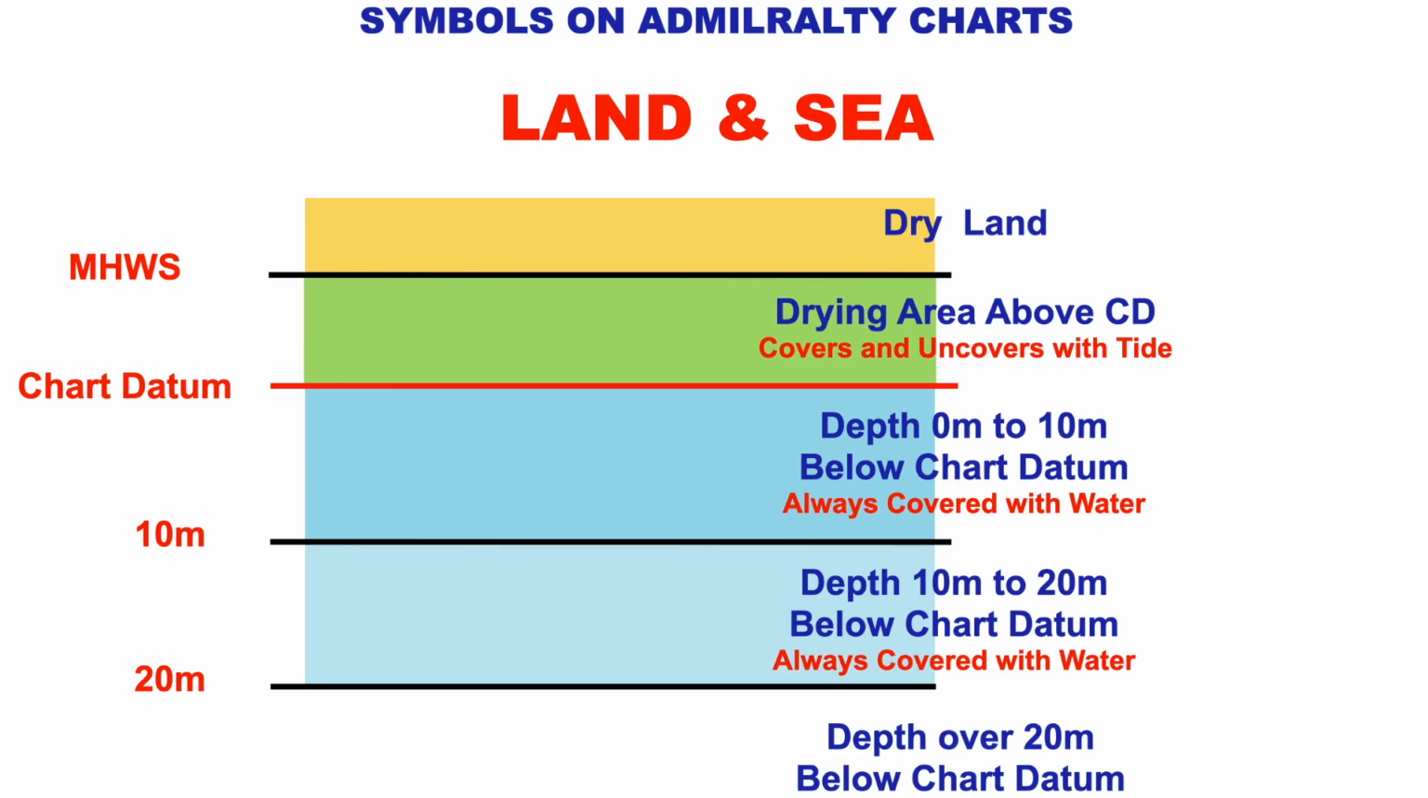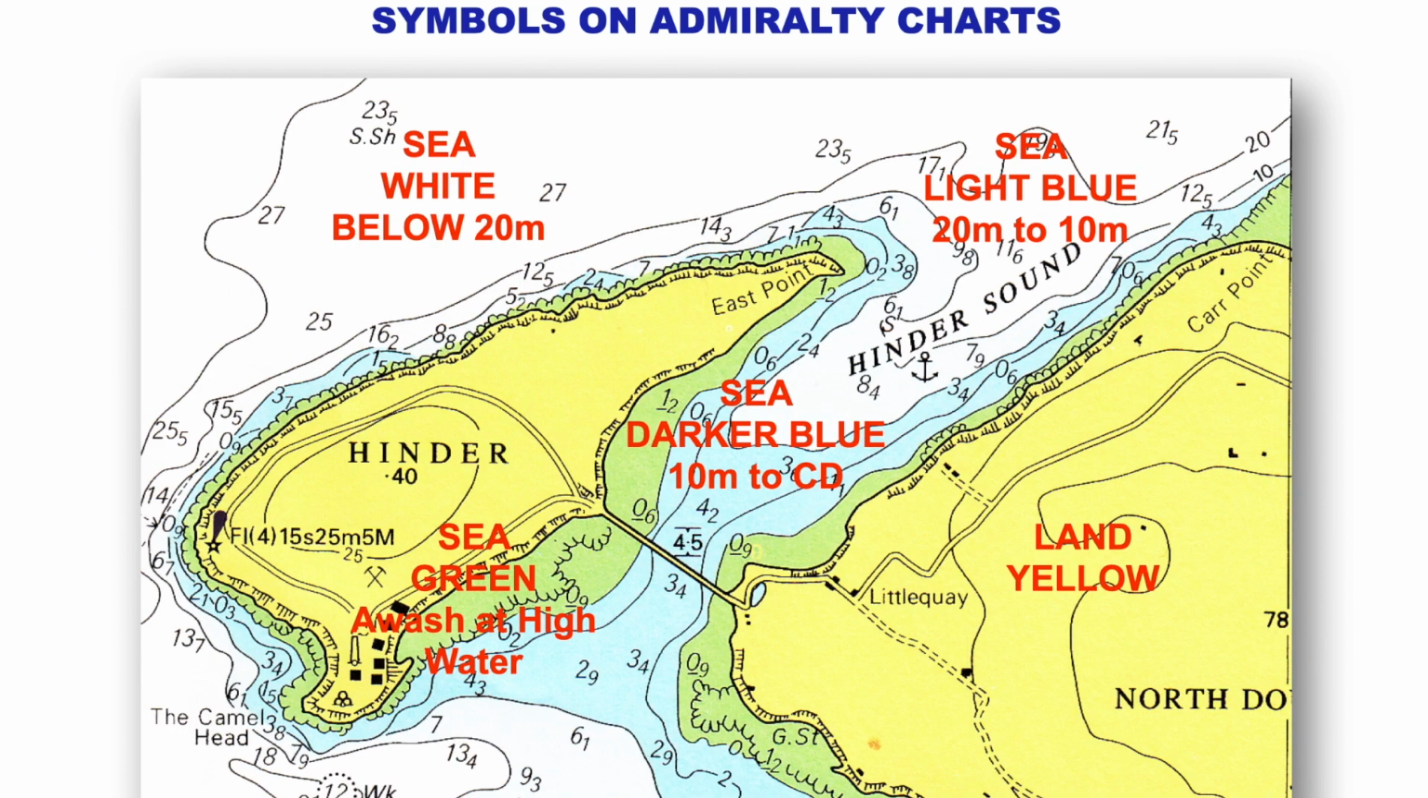So when we look at the symbols, we've got dry land, as I said before, is yellow. If it's sometimes water, sometimes land, it's green. And then as we get deeper, the colour on the chart goes from a blue to a lighter blue, then to a white. So if we look at this again, yellow is always land. Green is sometimes land, sometimes water. And as the water gets deeper, it goes from a blue to a white.